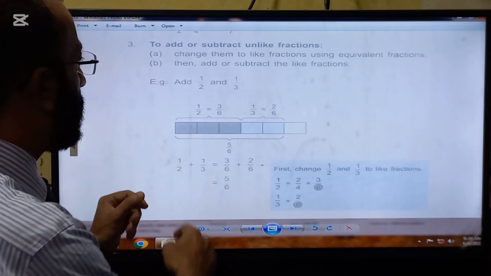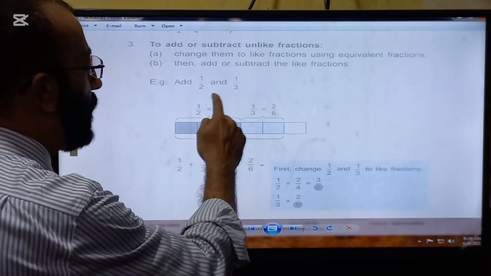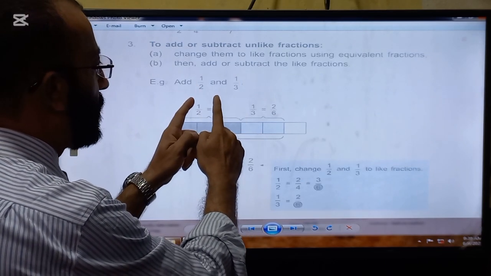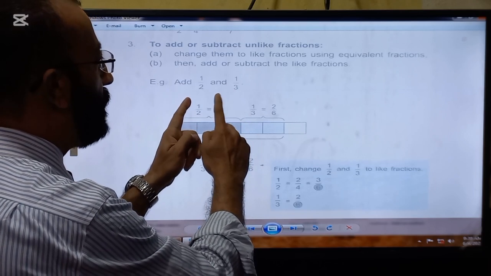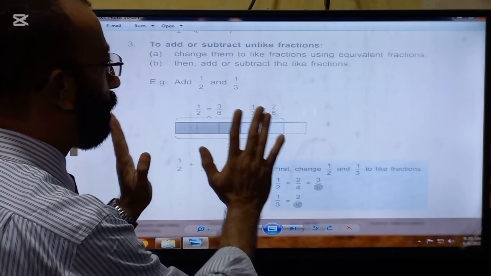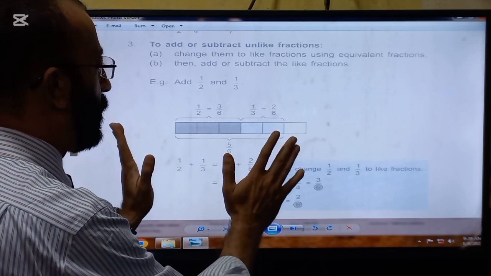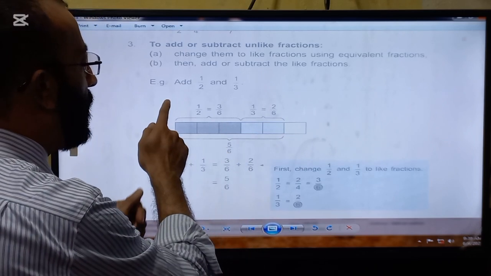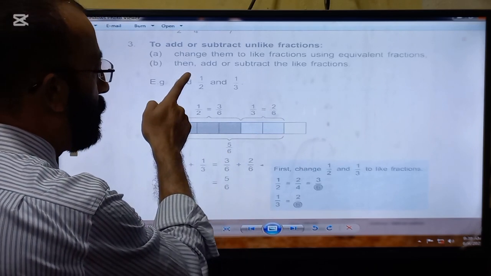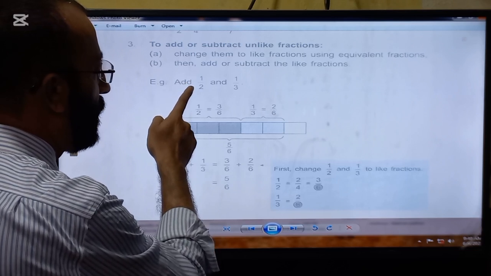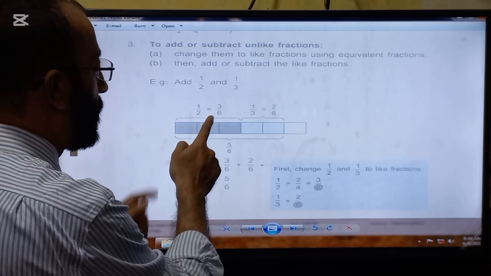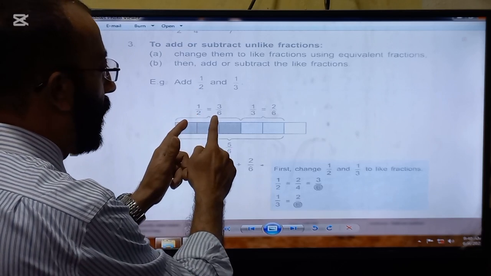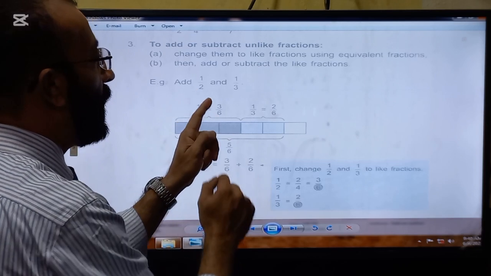So this is an example, that is add 1 by 2 and 1 by 3. So if you can see, the fractions are having two different denominators. So first we will convert them into like fractions having the same denominator. So we are going to multiply the numerator and denominator of this fraction with 3. So look now, 3 ones are 3 and 3 twos are 6. So this fraction 1 by 2 is now 3 by 6.